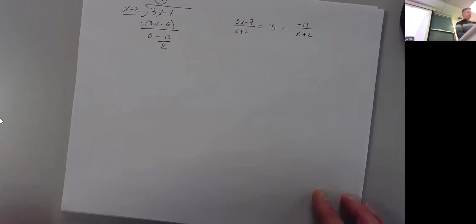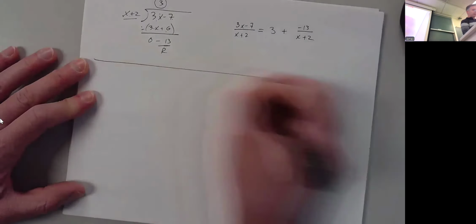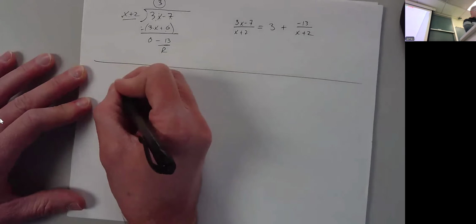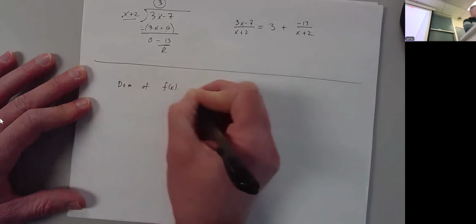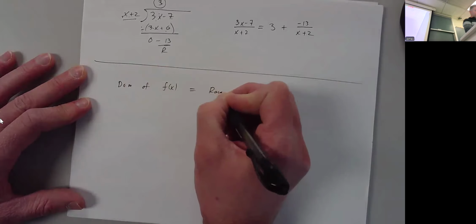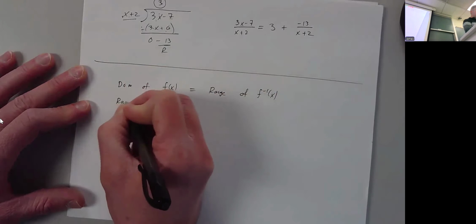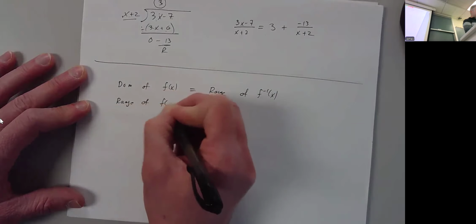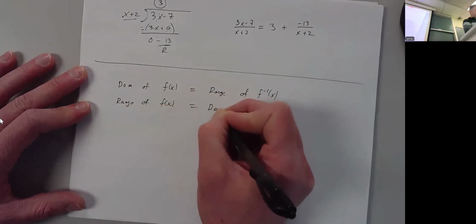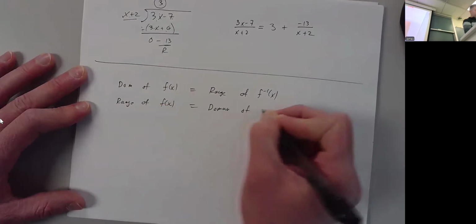15 minutes left. All right, 15 minutes left? Yeah, okay. So back to what I was saying, the domain of f(x) is equal to the range of f inverse of x, and vice versa. The range of f(x) is equal to the domain of f inverse of x.